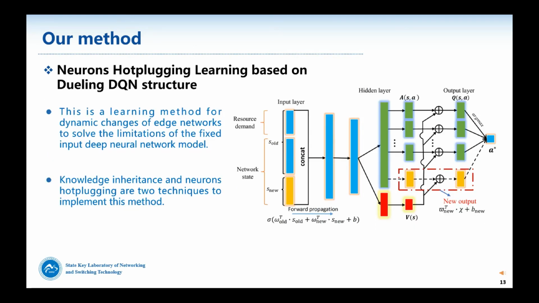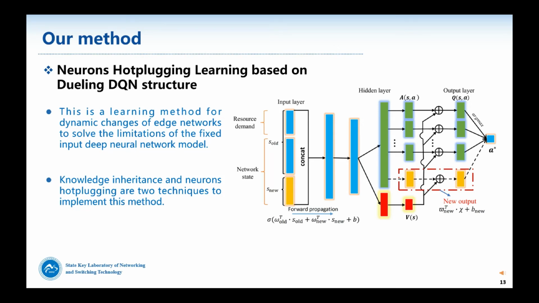To adjust to the dynamic changes of edge networks, we propose neural hot plugging learning to extend the standard MADL algorithm. We demonstrate the method by using the network structure of Dezhi. When the structure of the network changes, it means that the dimensions of the state and action spaces change.